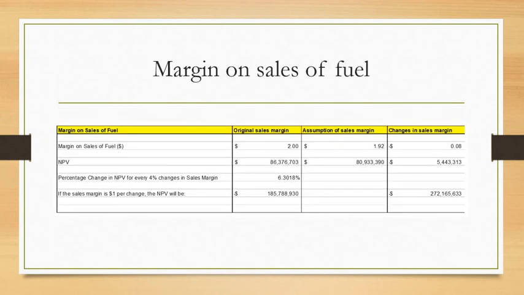When the assumption of sales margin of fuel is $1.92, then the NPV should be 80,933,390. After changes in sales margin from the original sales margin of negative $0.08, the NPV will be negative 5,443,313. The percentage change in NPV for every 4% change in original sales margin is 6.3018%.